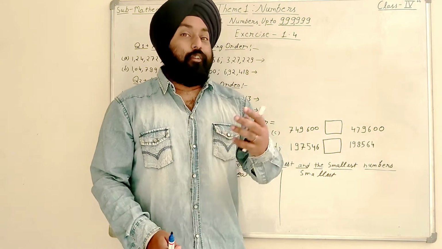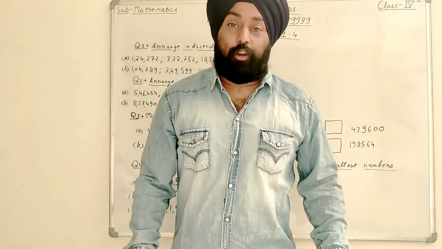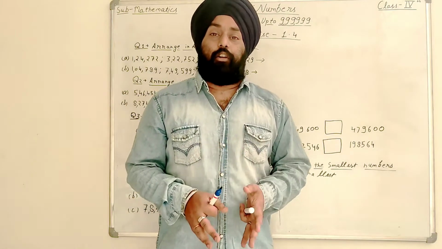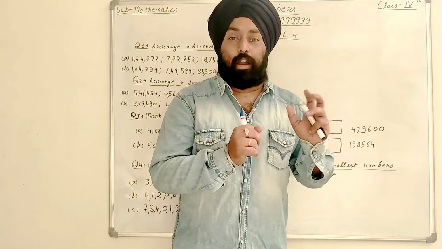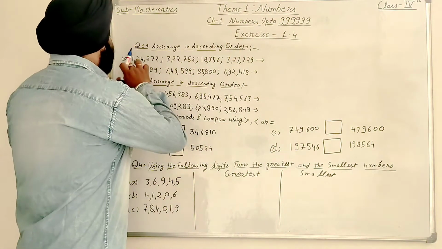Hello class, today we are going to understand exercise 1.4 and our first question, ascending order. Ascending order means smallest to greatest, lowest to largest. So first question, A part.